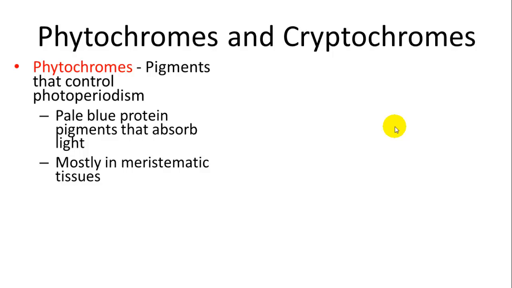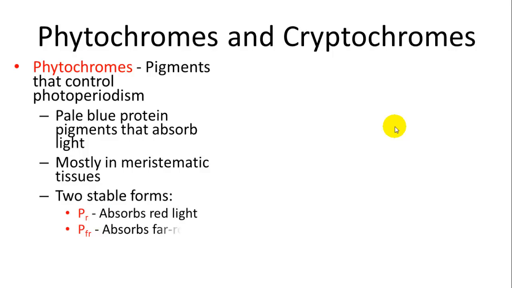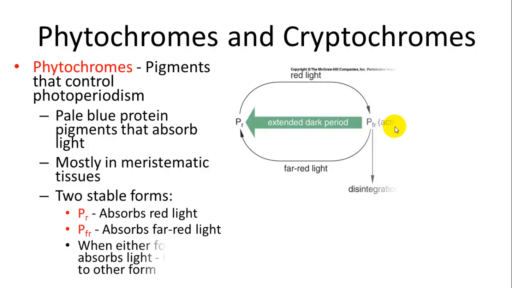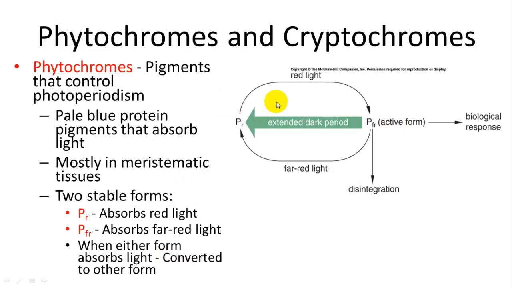Phytochromes are pigments that control photoperiodism. It's a pale blue proteinaceous pigment that absorbs light and is mostly found in meristematic tissues, so those responsible for your initial growth. There are two stable forms. PR absorbs red light and PFR absorbs far red light, and when either of them absorbs light, they are converted to the other form. PFR is the active form, and that will then cause the biological response, and afterward it will be disintegrated. Okay, so red light will then trigger the biological mechanism.